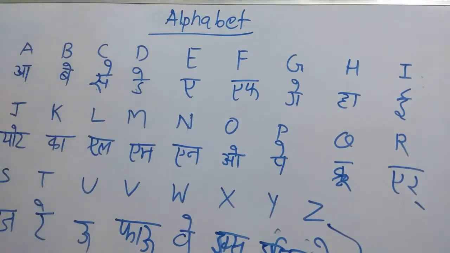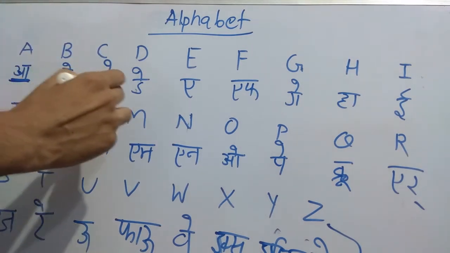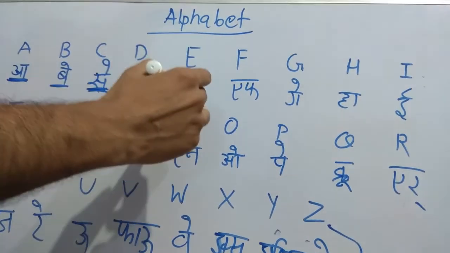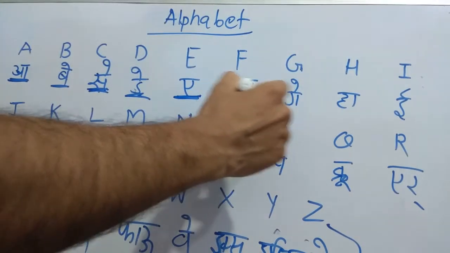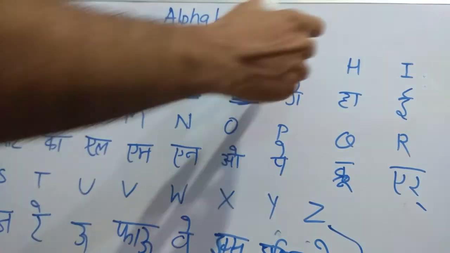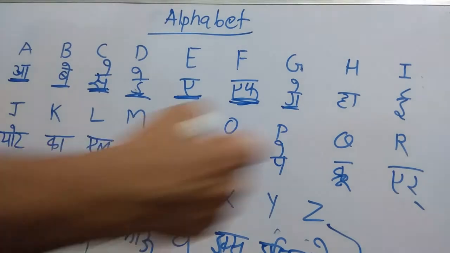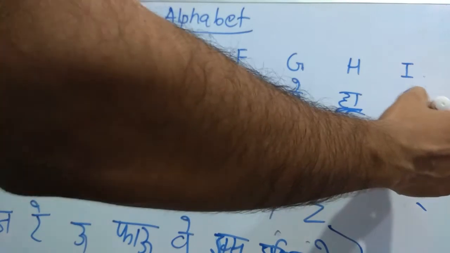So from the beginning we start. A, A is A. B, B. C, C. D is D. E, A. F, F in English, in German also the same. G, G. Pronounce G. H, ha. I, I is pronounced E.